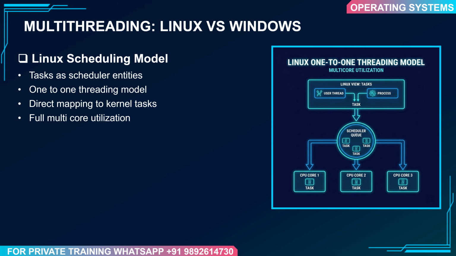This design choice makes Linux very flexible. From the scheduler's point of view, every runnable entity is just a task. Whether it is a process or a thread does not really matter. Each task gets its own entry in the scheduler and competes for CPU time just like any other task. This is often described as the one-to-one threading model, where each user-level thread maps directly to a kernel-level task. Because of this, Linux can fully utilize multiple CPU cores. If a process creates 10 threads, Linux can schedule those 10 threads on different cores at the same time.